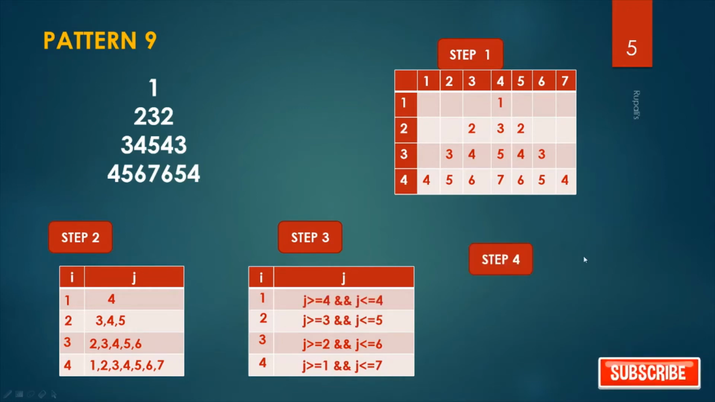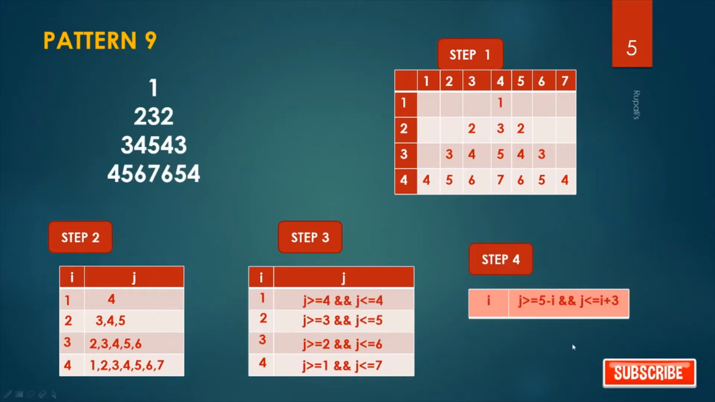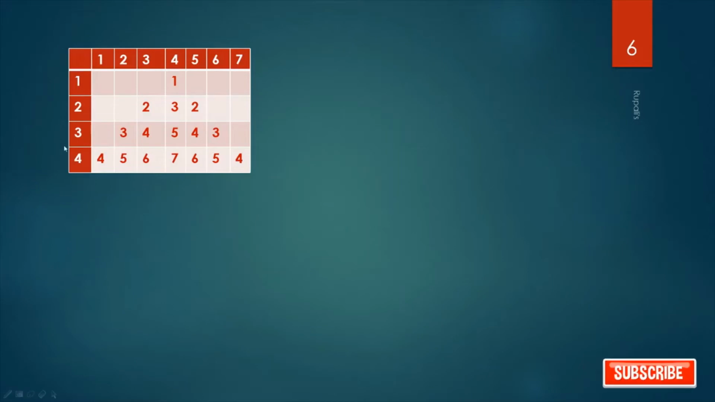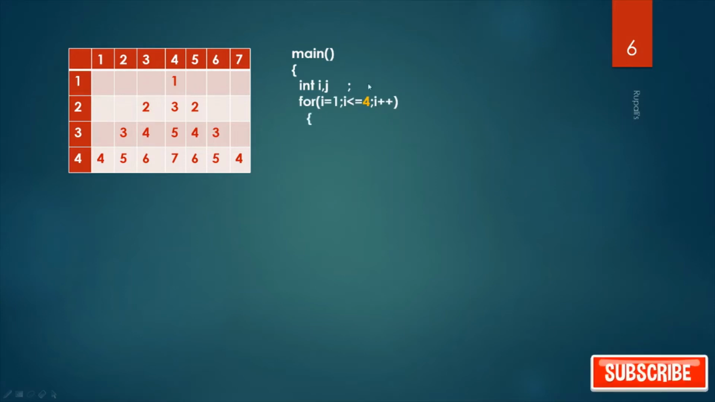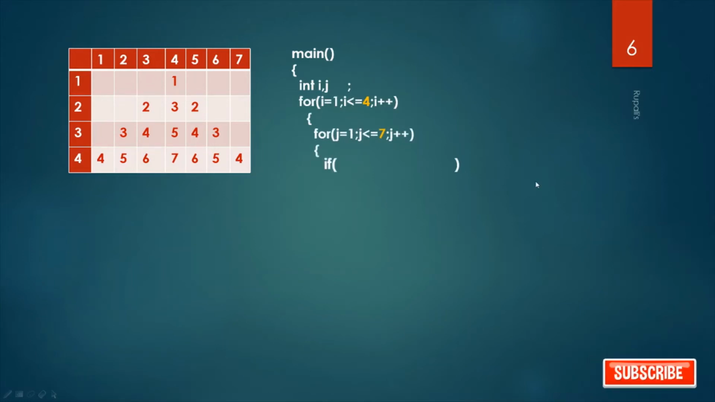And then step 4, it is the general condition. We already learned this just before this program. So now our program. So this is our pattern. First, we take 2 integer variables, i for rows, execute one for loop for rows 1 to 4 and execute another for loop for columns 1 to 7. Now there is some condition, then you have to print these numbers, else you have to print blank.